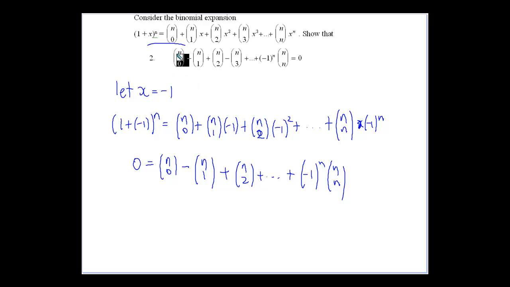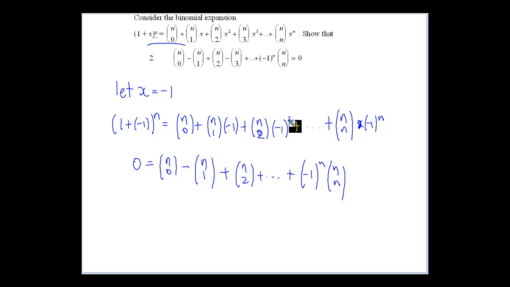Let's prove that, starting with our binomial expansion again: nC0 - nC1 + nC2 - nC3, through to (-1)^n nCn, is equal to 0. So in this case, we're starting with our expansion again, but if we let x be equal to minus 1, we're going to get that result. So (1 + (-1))^n gives us that result there. And notice we get the minus nC1 because we get a minus 1 there.